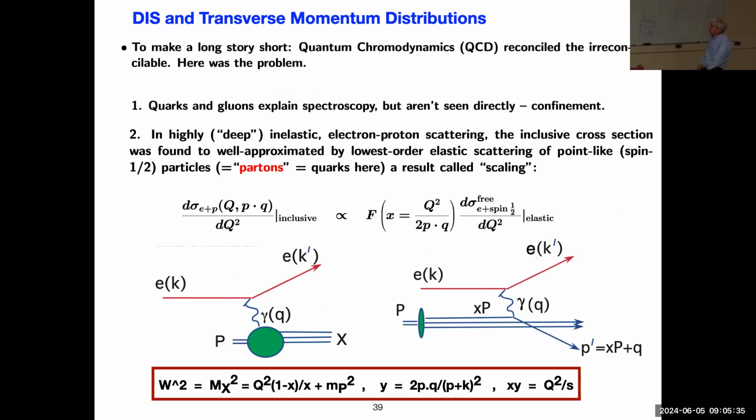So this is, to make a long story short, why QCD is such a big deal. It reconciled the irreconcilable. And here was the problem, as it appeared to people around 1970, something like that. Quarks and gluons explained, well, okay, gluons, but quarks, basically. The quark model explained spectroscopy. So mesons, q q-bar, baryons, qqq, with different quark types, so you have different mesons and baryons. It worked pretty well. Okay, but they're not seen directly. People were looking for them, and to some extent, they're still looking for them.